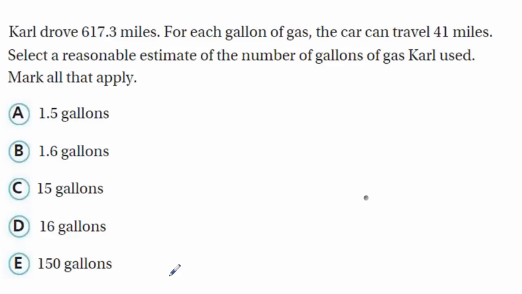Carl drove 617.3 miles. For each gallon of gas, the car can travel 41 miles. Good mileage there. Select a reasonable estimate of the number of gallons of gas Carl used. Mark all that apply. But it does say select a reasonable estimate. Okay, well, I'm going to go ahead and write what looks clearly like a dividend here, right? 617.3. I'm going to write my divisor over here so I can look at these two side by side. Because in essence, if I were to take 617.3 divided by 41, I would get myself a result.